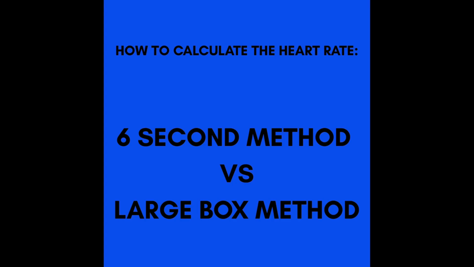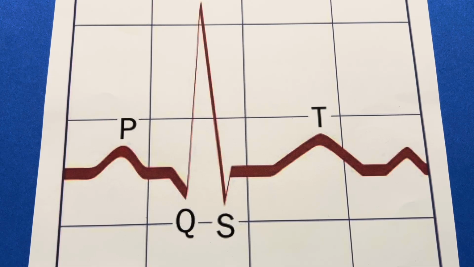Today we're going to learn a super important skill, and that's how to calculate the heart rate on an EKG strip. We'll cover two methods, the box method and the 6-second method. So by the end of this video, you'll be able to quickly and accurately figure out the heart rate every time. Let's get started.